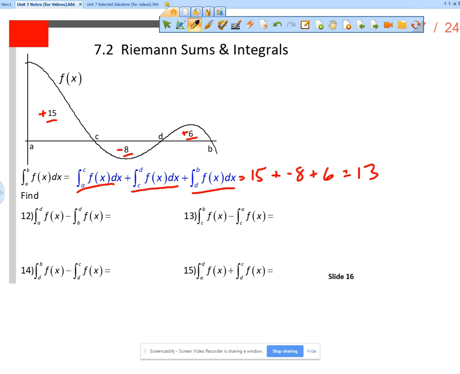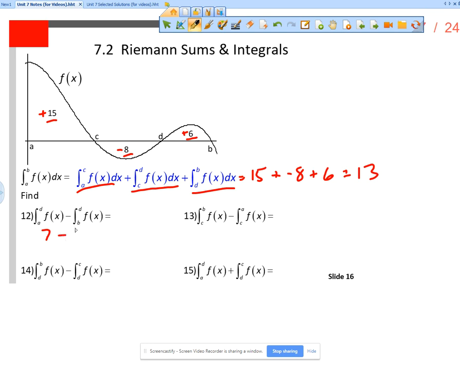All right, now what about 12? It says the integral from a to d of f of x minus the integral from b to d of f of x. All right, so what's a to d? Well, a to d is here, right? So a to d would be 15 minus 8, right? So that'd be 7.